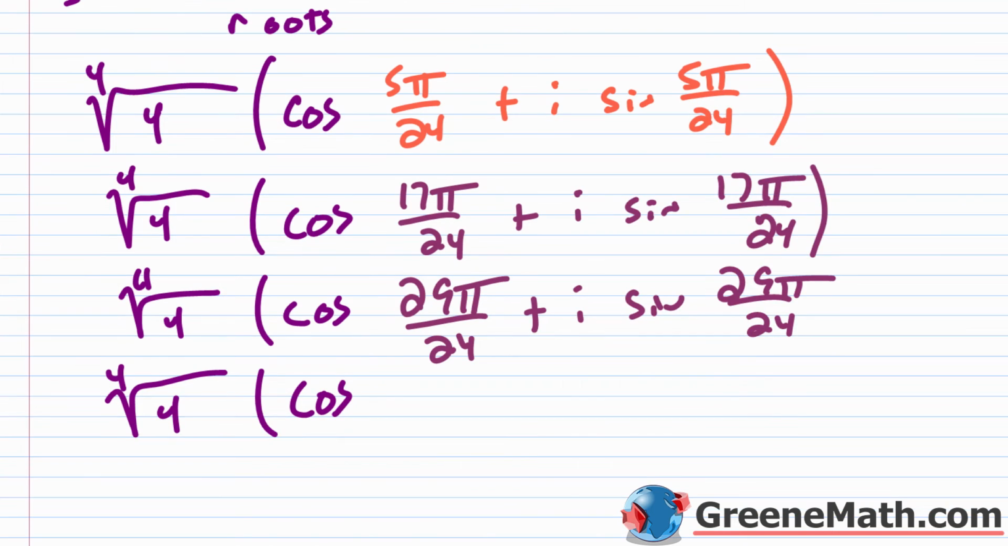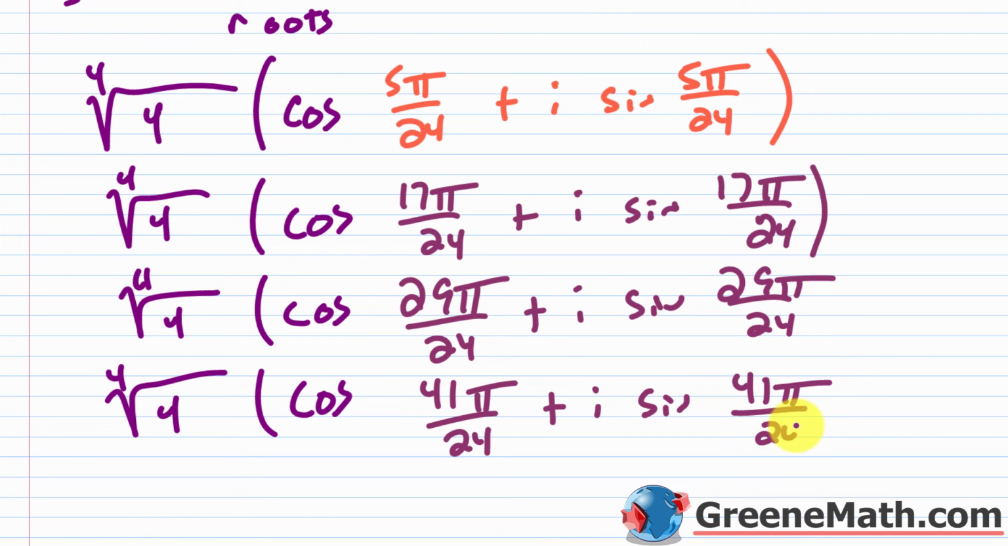Let me scooch down a little bit and try to fit this all on here. So this one, again, I'm just going to add pi over 2. So 29 pi over 24 plus, for pi over 2, again, I'm going to multiply by 12 over 12. So this would be 12 pi over 24. 29 plus 12, that's going to be 41. So this would be 41 pi over 24. So plus I times the sine of 41 pi over 24.